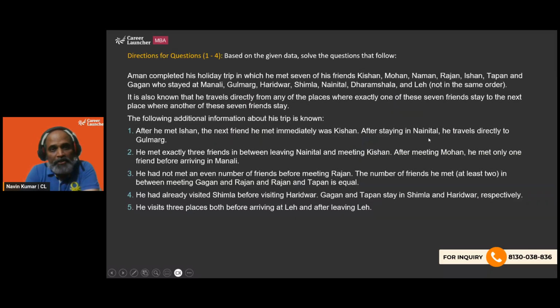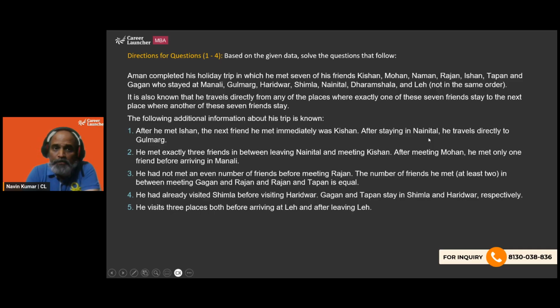Aman completed his holiday trip in which he met 7 of his friends, K, M, N, R, I, T, and G, who stayed in Manali, Gulmarg, Haridwar, Shimla, Nainital, Dharamshala, and Leh, not in the same order. It is also known that he travels directly from any of the places where exactly one of these 7 friends stays to the next place where another of these 7 friends stays. So he is hopping between friends.